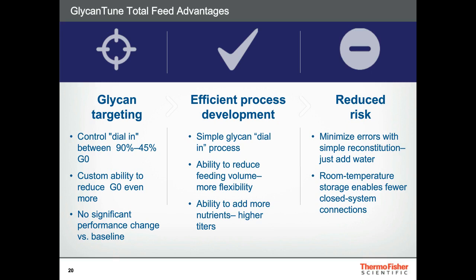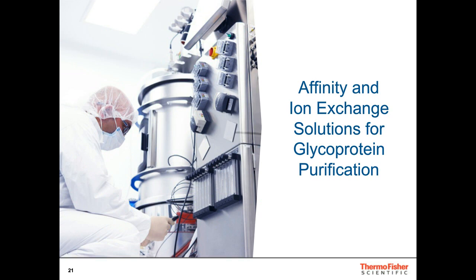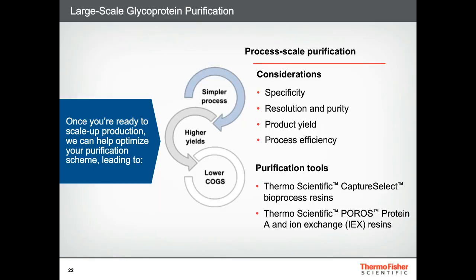Now let's take a look at the glycoprotein purification. At the process scale, we offer Thermo Scientific CaptureSelect bioprocess resins and Thermo Scientific POROS protein A and ion exchange resins. These products enable increased purity and yield and are designed to simplify research workflows and reduce time and cost of goods.